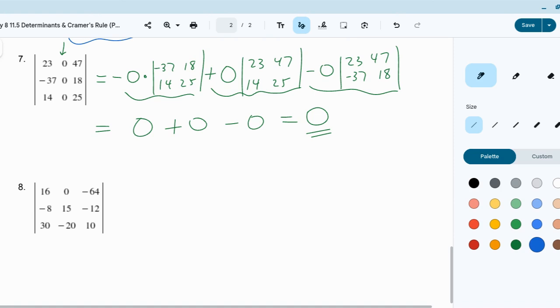Here it is again. I personally would pick that particular column. You can pick the row. You can pick the bottom row. It doesn't matter. You can pick any column you want. Just be careful with the cofactors. Like, for example, that 0 is in a negative spot, which means take the opposite of 0.